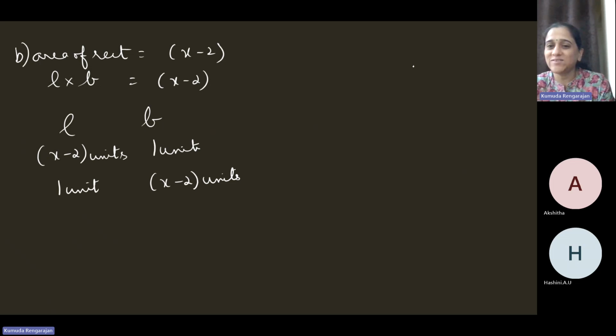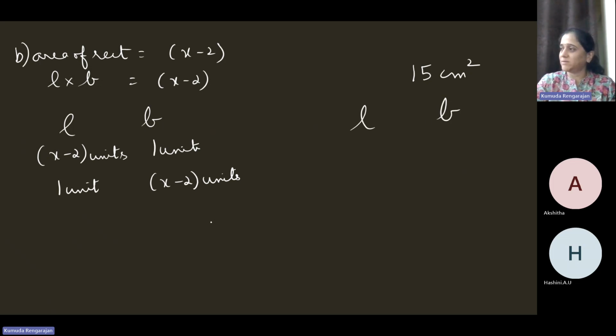Okay, now suppose the area is 15 centimetre square. Then what are the possible dimensions for length and breadth? Ignoring fractions, there are many combinations. Decimal fractions will come in plenty. But just natural numbers, what combinations are there? If the length is 5, the breadth is 3.